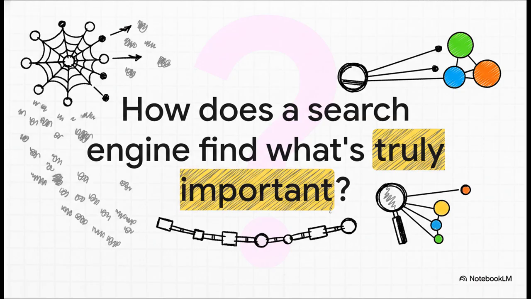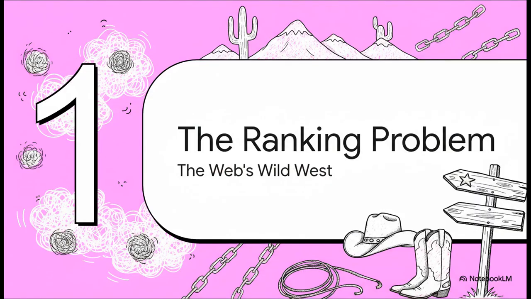This was the big one. This was the fundamental challenge that early internet pioneers were up against. As the web just exploded in size, finding that one useful piece of information was like finding a needle in a global haystack. So how did they finally crack the code? To really get why the solution was so brilliant, we first have to understand just how big the problem was. So let's take a quick trip back in time to the early days of the web, which honestly felt a little bit like the Wild West.